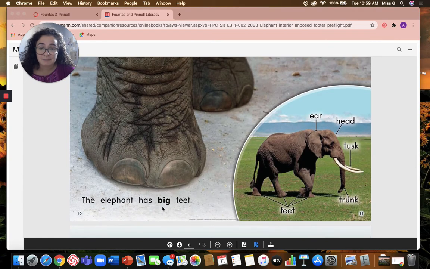The elephant has big feet. Oh, and I remember on the cover of the book, we saw a similar image. So we were right to think that that was a picture of an elephant's foot. And it is definitely still bigger than your foot or my foot. Here we have a label pointing to the head, the ear, the trunk, and the tusks. And here we have a label with 4 different arrows pointing to its feet. And an elephant has 4 feet.